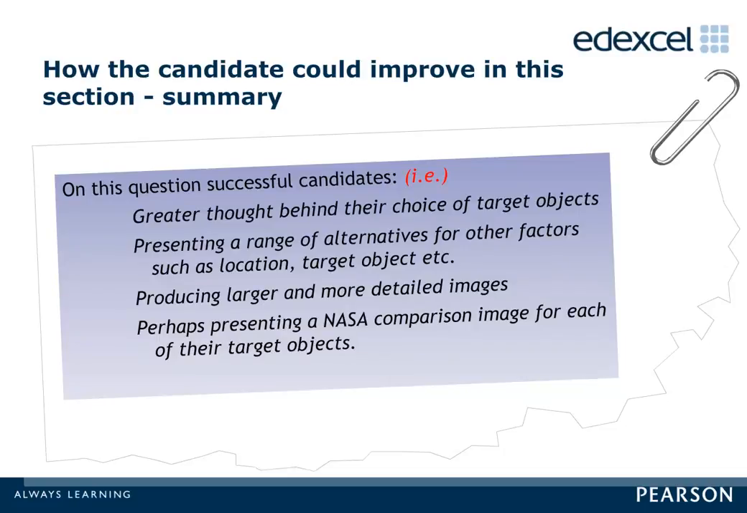The areas where this piece of work could be improved were greater thought behind their choice of target objects, presenting a range of alternatives for other factors such as location, target object, etc., producing larger and more detailed images, perhaps presenting a NASA comparison image for each of their target objects.